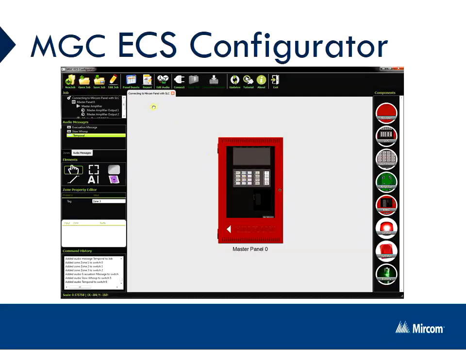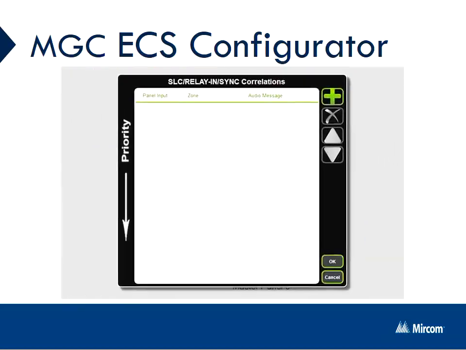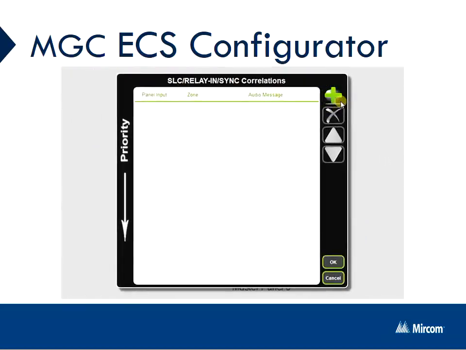Once we have our output zones and messages set, we can select panel inputs from the toolbar. Much like the previous job, you can start to add inputs. There is one difference though.